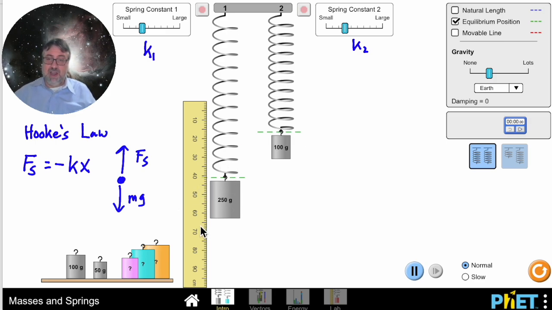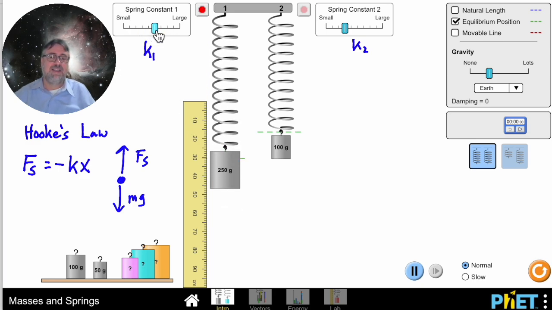x stretches down in the negative direction, and the spring force is pulling up in the positive direction. So, there you go. Now, right now these have identical spring constants, but the simulation allows me to actually change the spring constant. If I make the spring stiffer, you will see it doesn't need to stretch as far, and the mass will move up.